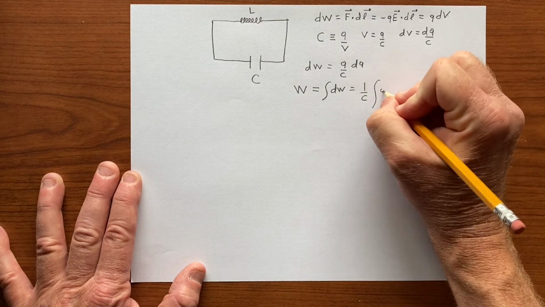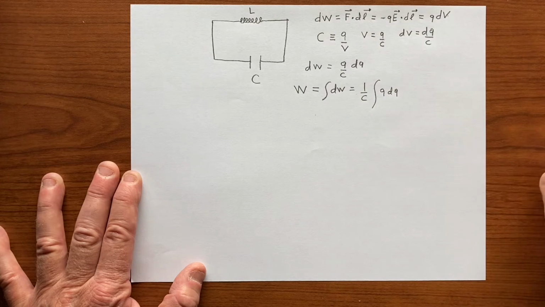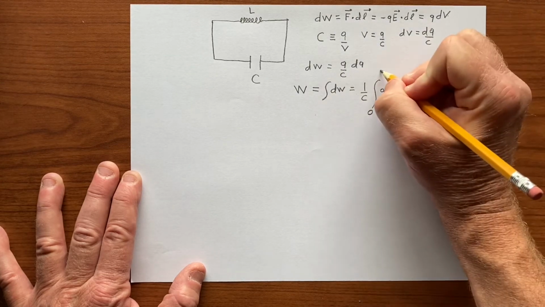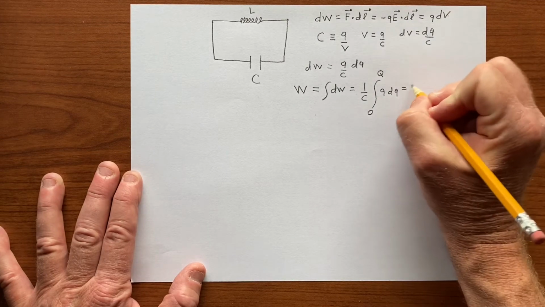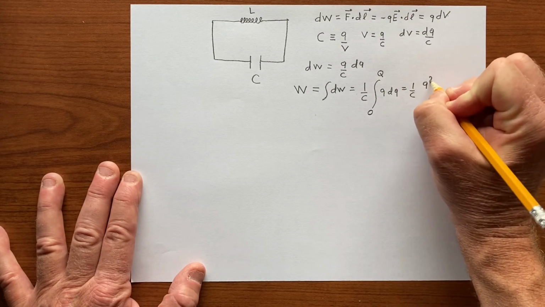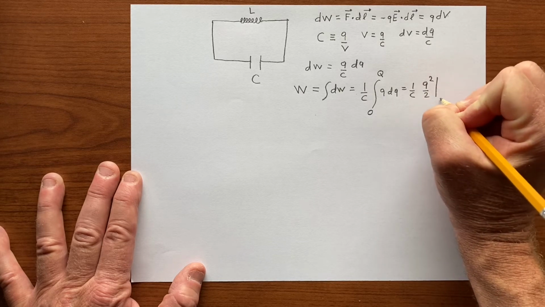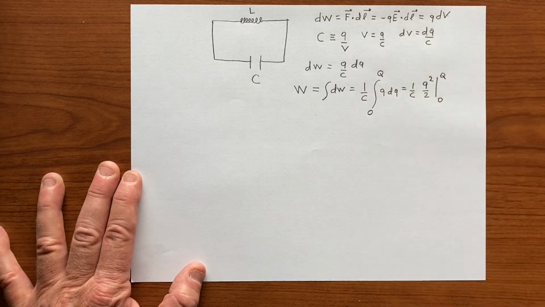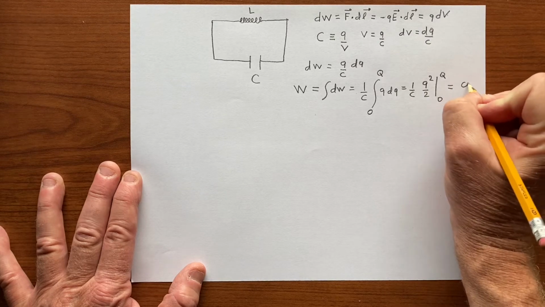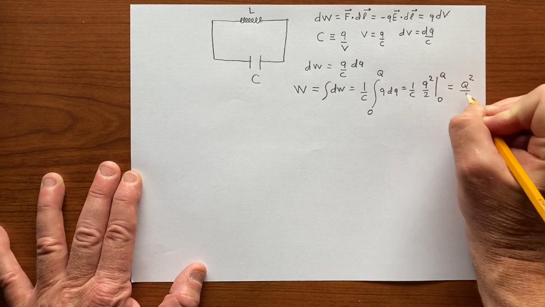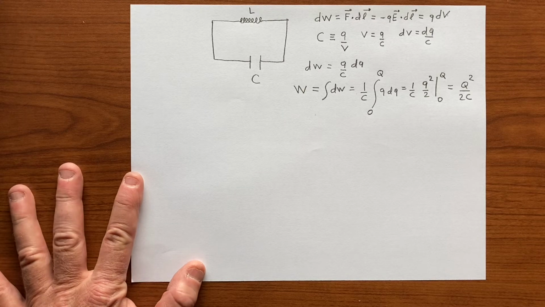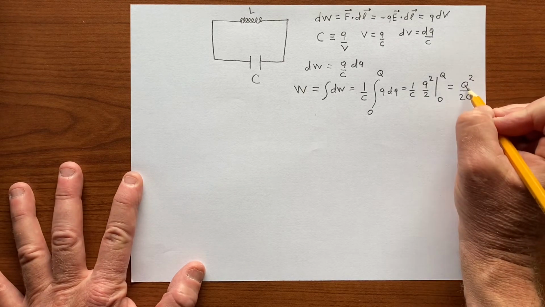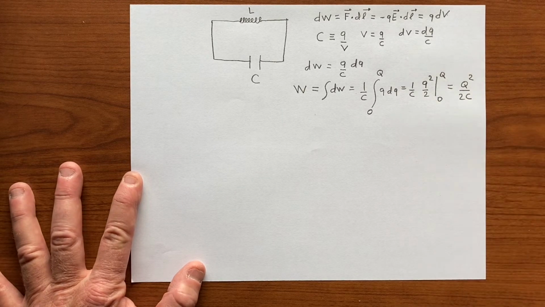Well, we're going to integrate this quantity from zero charge to some total amount of charge, Q, on the plates. And this gives us Q squared over 2, which we evaluate from 0 to capital Q. And that, of course, gives us capital Q squared over 2C. So that's an expression for the energy stored on the capacitor in terms of charge and capacitance.